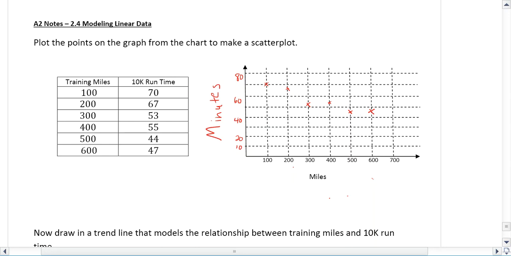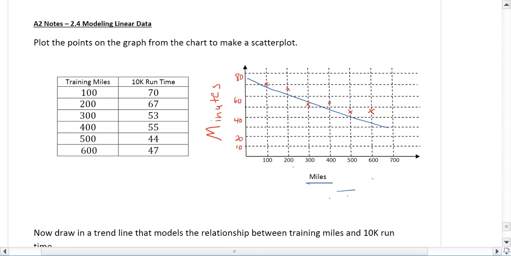If I made an attempt here to draw it coming right through all these points, the purpose of this was to illustrate how imperfect humans are, and we are going to be doing these regression lines on our calculator. This trend line is showing definitely that the more miles you train preparing for this run, the quicker, the faster your run time is going to be. And that's what a scatter plot tells us.